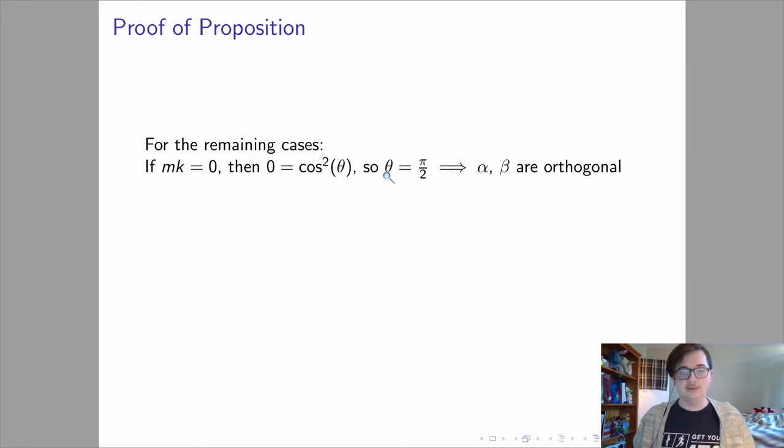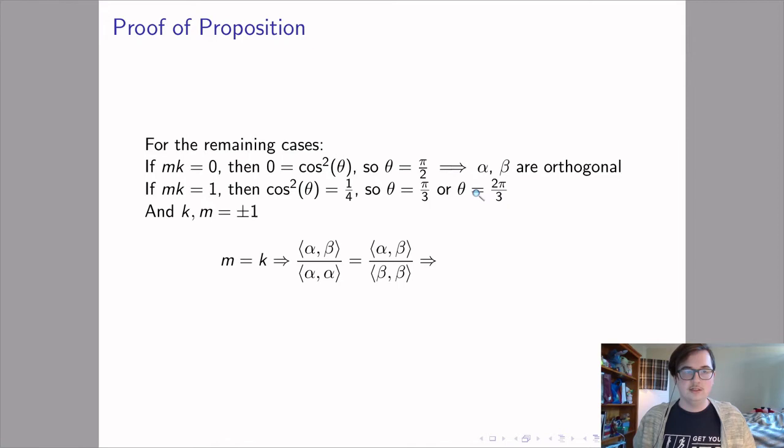Again, because theta is between 0 and pi, we have theta is pi over 2. And so alpha and beta are orthogonal. Okay, if mk is 1, then cosine squared theta equals 1/4. So we'll get that theta is pi over 3, or theta is 2 pi over 3.